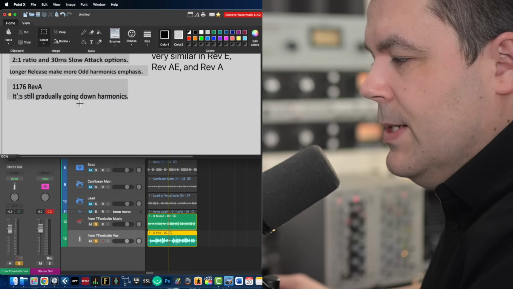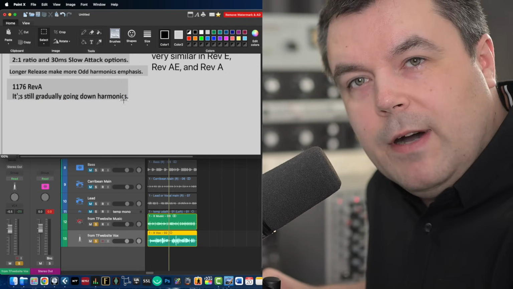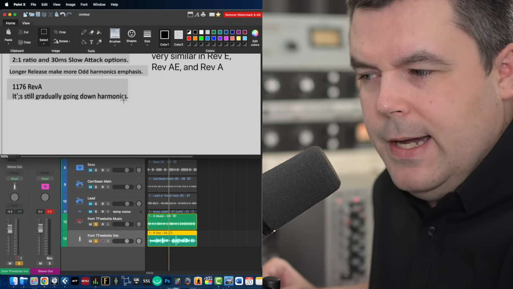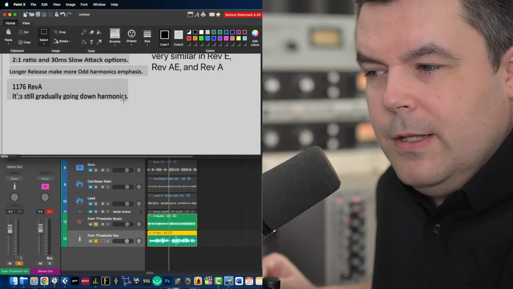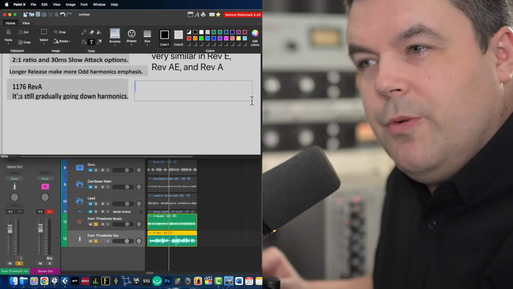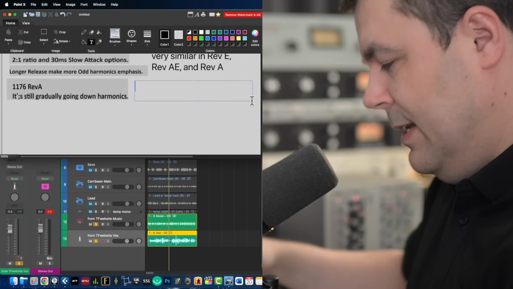1176 Revision A, it's still gradually going down in harmonics. I don't know what happened, maybe Universal Audio modified it a bit, maybe I'm crazy, who knows, but I remember it had more high harmonics back in the days. Recently I remeasured it, and now they look very similar to Revision E. The difference between Revision A and Revision D is supposed to be much more noticeable than on these plugins. I definitely should mention it.